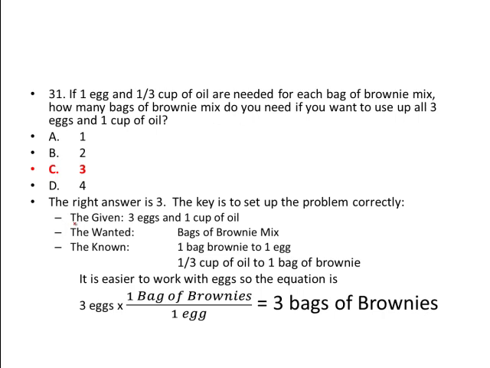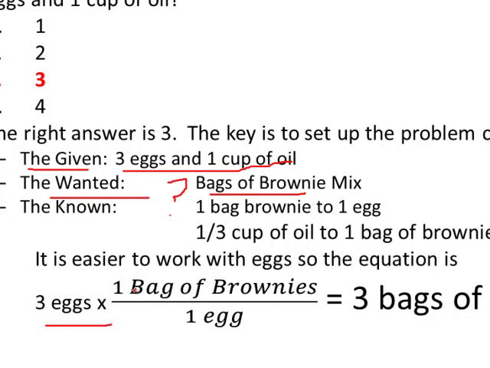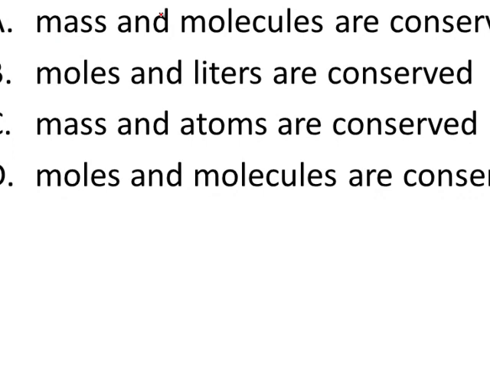And this is how we do the work. Show your work, you've got to write the given. The given is the 3 eggs and 1 cup of oil. The wanted is, question mark, how many bags of brownie mix? The known is 1 bag of brownie mix to 1 egg, which is the ratio, or 1/3 cup of oil to 1 bag of brownie mix. Obviously, we don't really want to work with fractions if we don't have to, so let's stick to the eggs. 3 eggs times 1 bag of brownie mix over 1 egg gives us 3 bags of brownie mix. We can do the same thing with the oil. We'll find out that both will give the same answer, but basically we want to make the math as easy as we can. Let's go to 32.